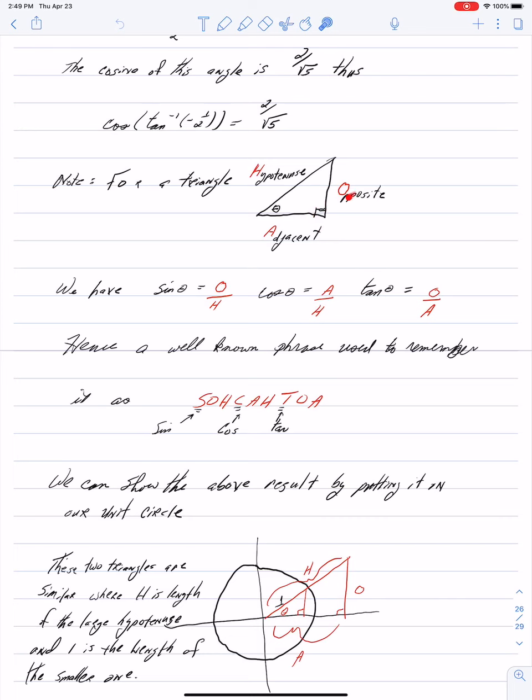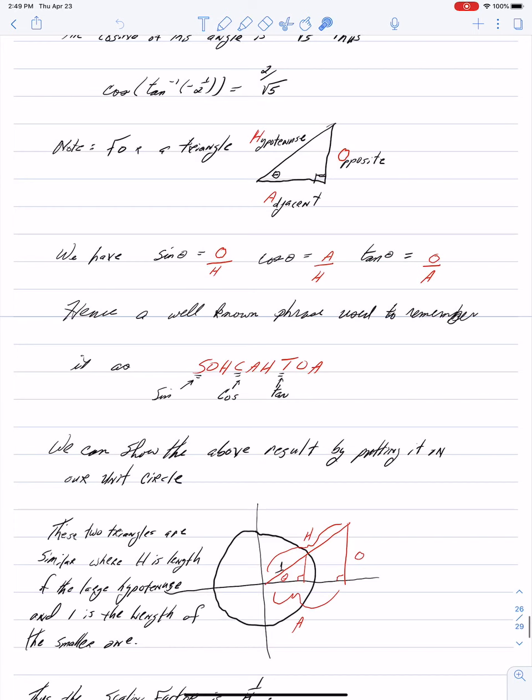I call this side opposite, this side adjacent, get it? And this is the hypotenuse. All right, I claim that whenever you have a right triangle like that, the sine of theta is opposite over hypotenuse. The cosine of theta is adjacent over the hypotenuse, and the tangent of theta is opposite over adjacent. And those of you who have done a little trig in the past probably recognize that.